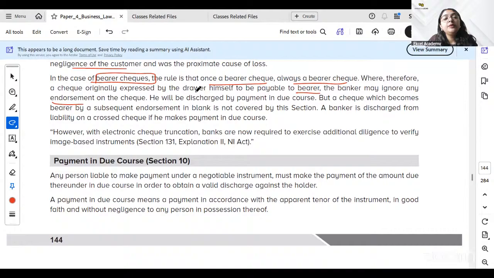He will be discharged by payment in due course, but a check which becomes bearer by a subsequent blank endorsement is not covered by this section. Let's say earlier it was issued to B, but B endorses it in blank. Now, in case of an electronic check, banks are required to maintain additional diligence.